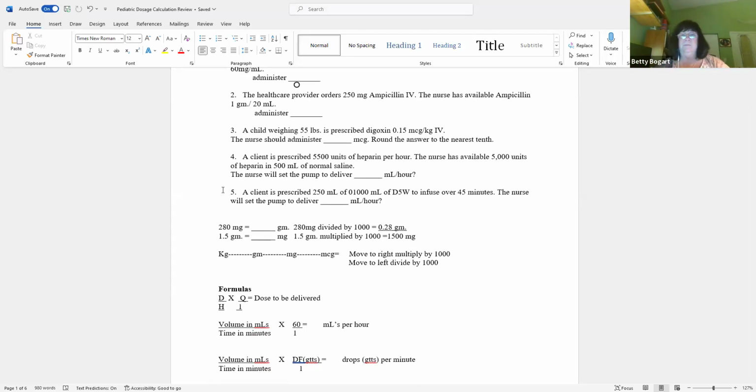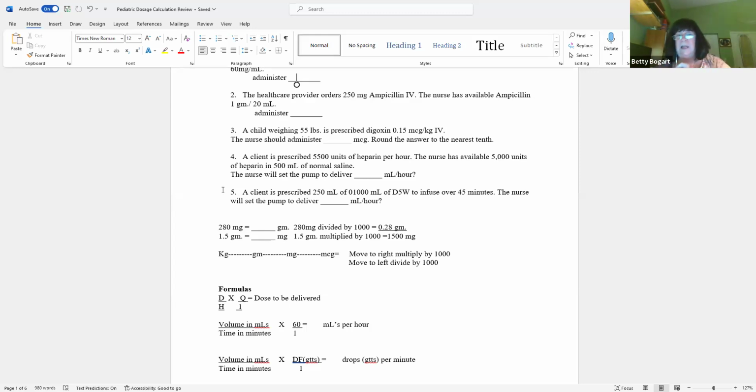Remember this. I weigh 100 kilograms. It's a great number. I'm 200 pounds. Pounds are always more than kilograms. Does that make sense? So if you're 55 pounds, that's the bigger number. I need 0.15 micrograms per kilogram. That's the dose we need to give.